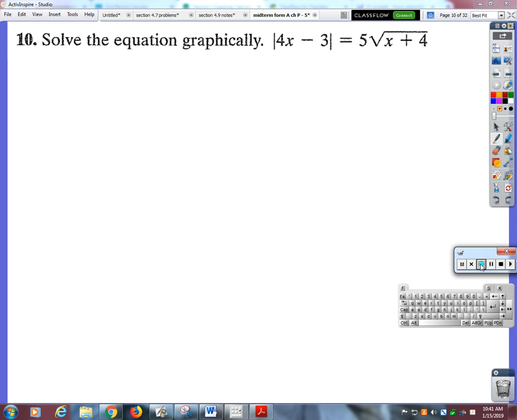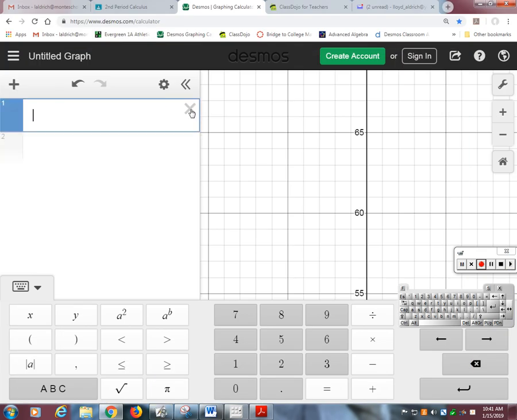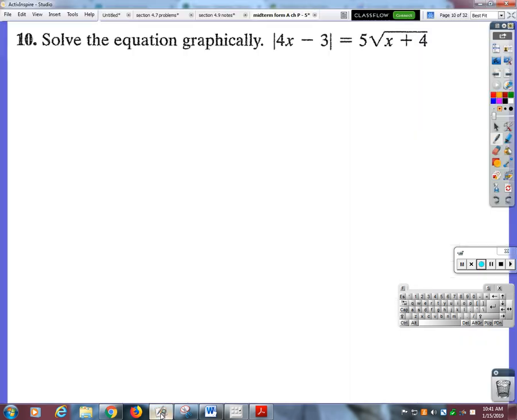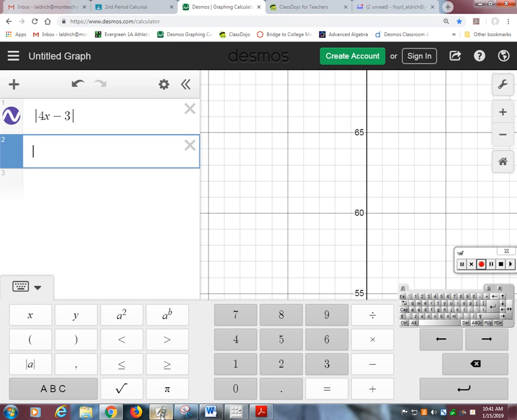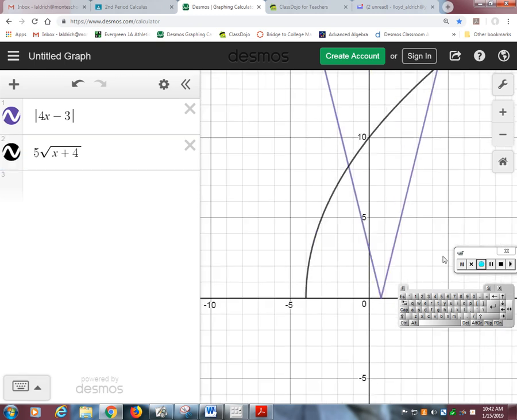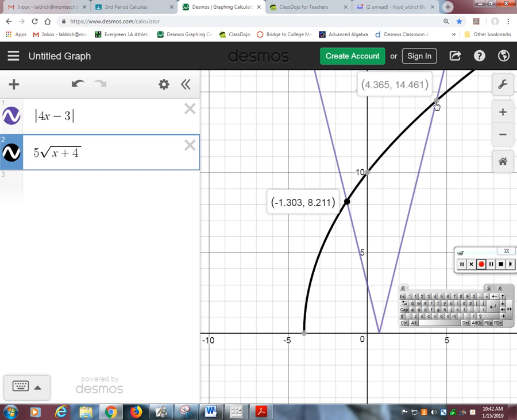I would give you this graph: absolute value of 4x minus 3. I showed you guys this one, but we'll just do this for glory because why not? Absolute value of 4x minus 3. And then the other equation is 5 times root x plus 4, thank you. What I would do is cut and paste this graph onto the test, and then you need to find the x-coordinate of those two points of intersection.